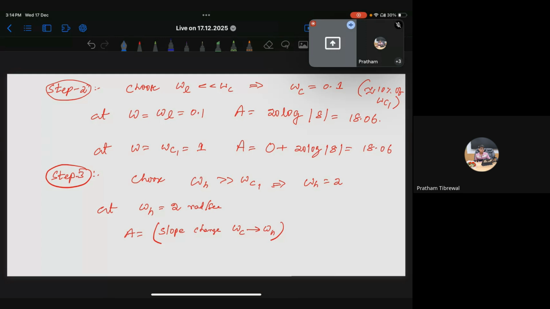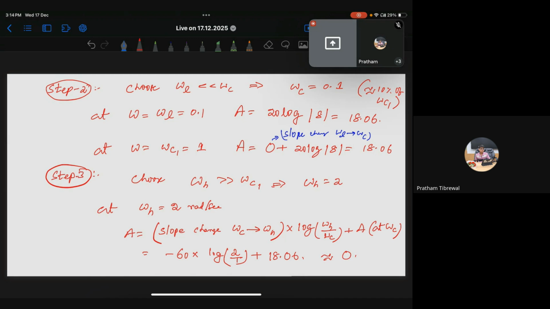Here, this is nothing but the slope change, multiplied by log omega H by omega c, plus the A value at omega c. So how much will we get? The slope change is minus 60 log 2 by 1, because omega H is 2, plus the value 18.06, which we have already calculated. So it is approximately equal to 0.